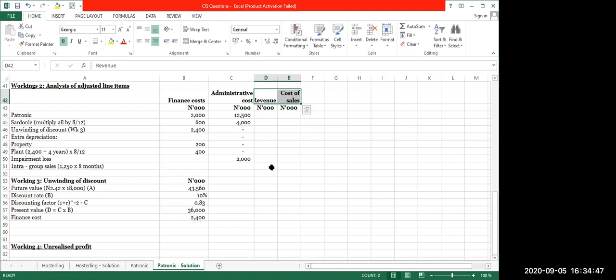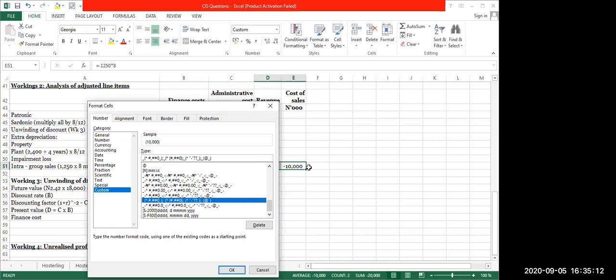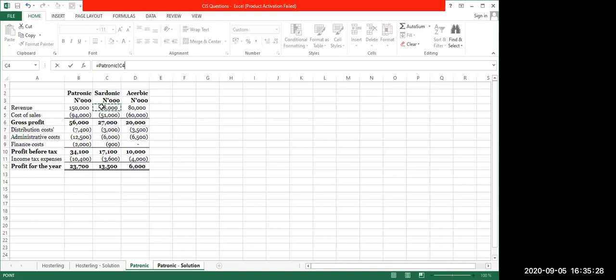So, compute it. As 1,250 times 8 months. That's 10,000. Eliminate it from revenue and eliminate it from cost of sales. So the revenue figure for Patronic, we'll just go and pick it up from here. And the revenue figure for Sardonic, I must be careful to ensure that I multiply it by 8 over 12.